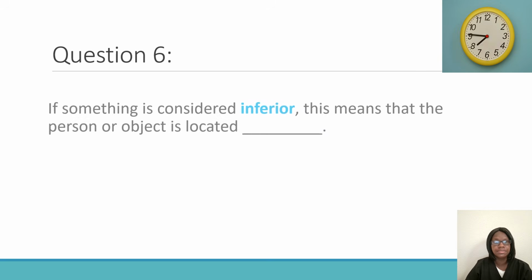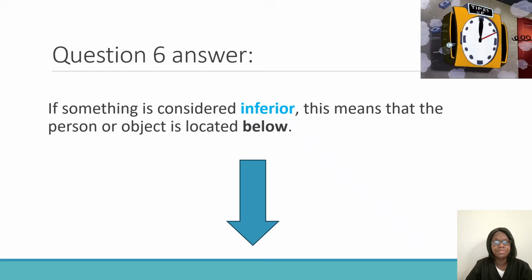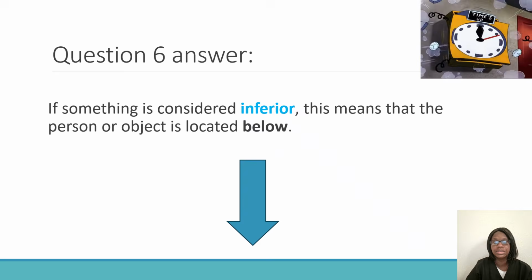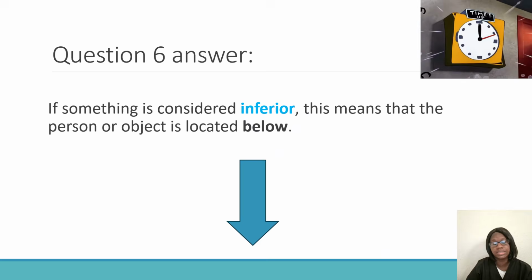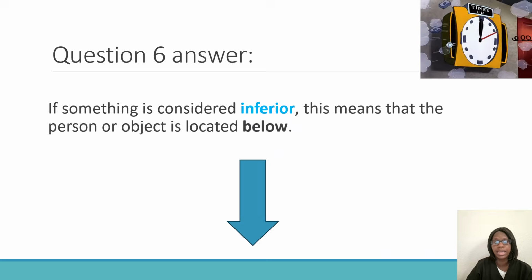Question 6. If something is considered inferior, this means that the person or object is located. Okay, the correct answer is below. So if someone or an object is considered inferior, this means that the person or object is located below.